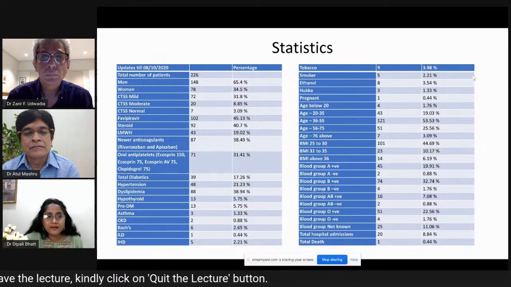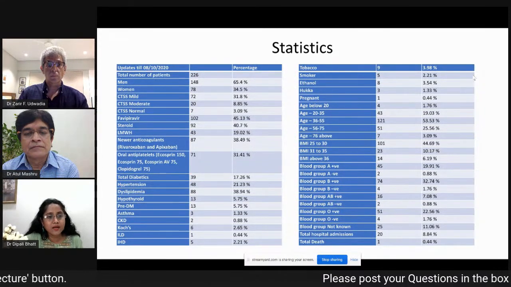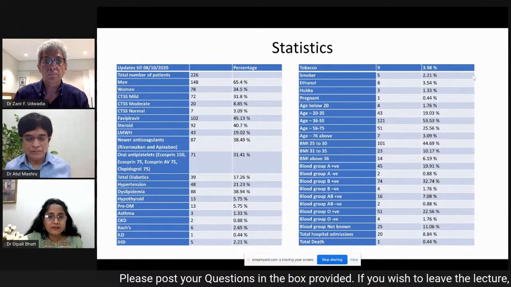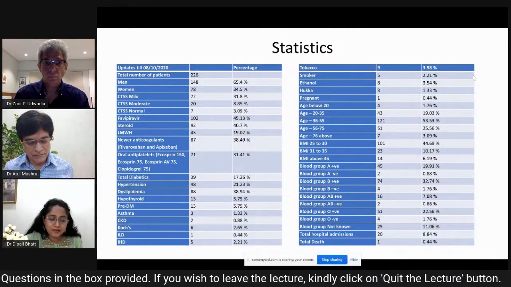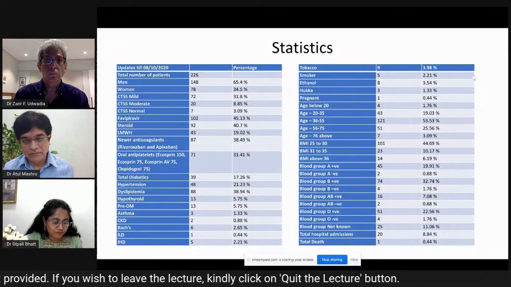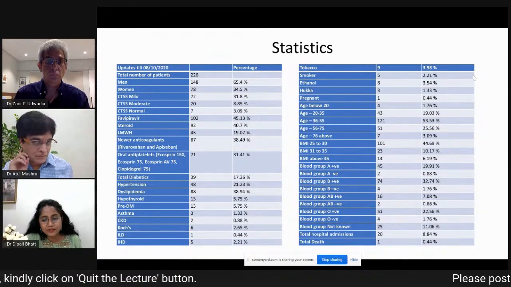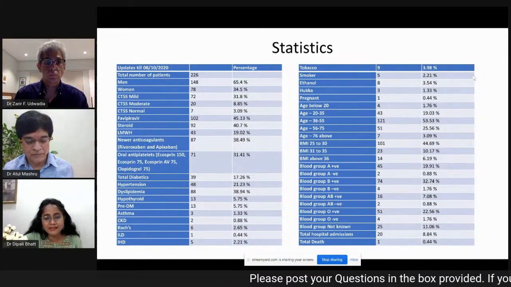Out of these 226 patients, hospital admissions were required for 20. And out of these 20, there was one very sad, unfortunate death. In our study, we did not find any correlation between blood groups and the severity of the disease. Over to Dr. Mashru again for the next slide, please.